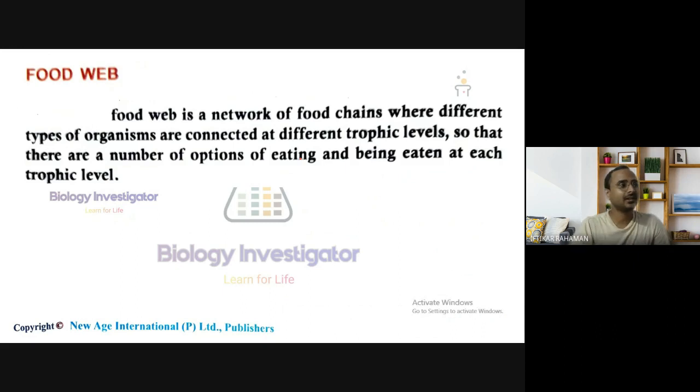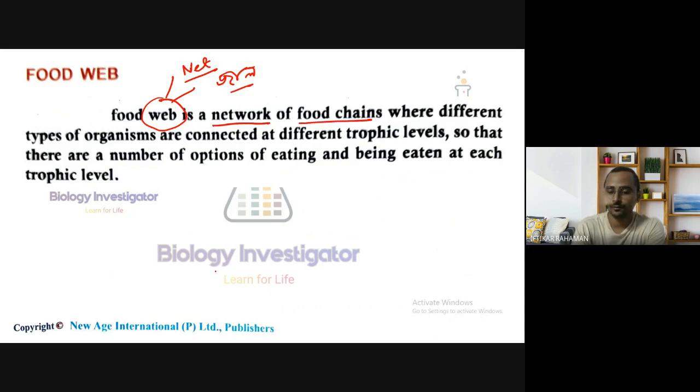Okay, another thing is food web. So food web মানে বাংলায় বলতে গেলে জাল। ওয়েব মানে জাল or net, ইংলিশে বলতে গেলে নেটের মতো, জাল মতো, that is food web. So food web is a network of food chains.